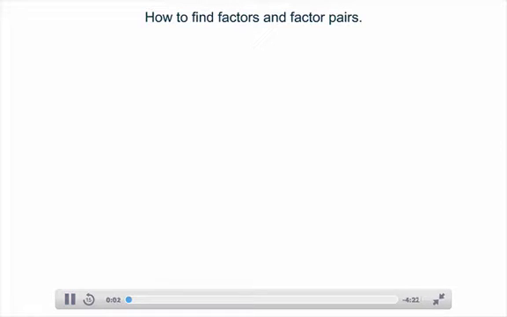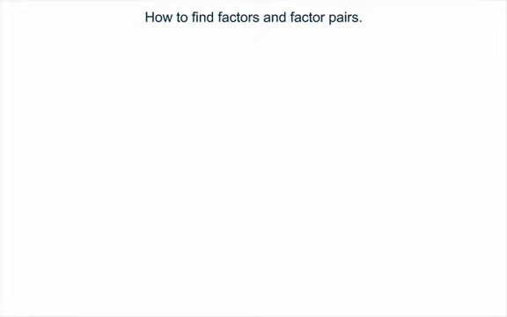In this lesson, we're going to take a look at how to find factors and factor pairs of numbers. Sounds complicated, it really isn't. Basically what we're doing when we're finding factors is we're finding all the numbers that can divide into a number. That's what factors are. All the numbers that can divide into a number.